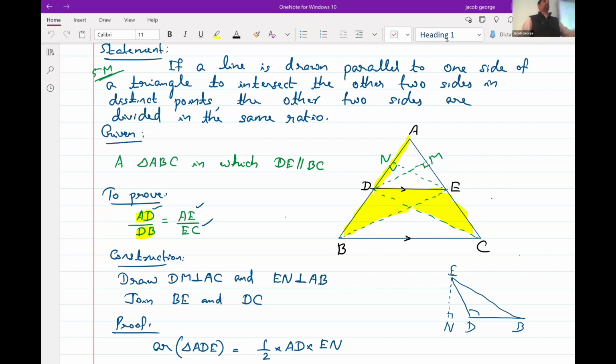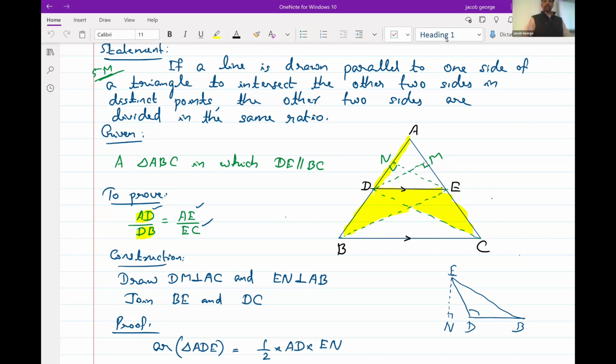Then we have to prove that the other two sides are divided in the same ratio. What is the part which we need to prove? AD by DB is equal to AE by EC. This we write in given and to prove. Is it clear? What is given? A triangle ABC in which DE is parallel to BC. And to prove: AD by DB is equal to AE by EC.